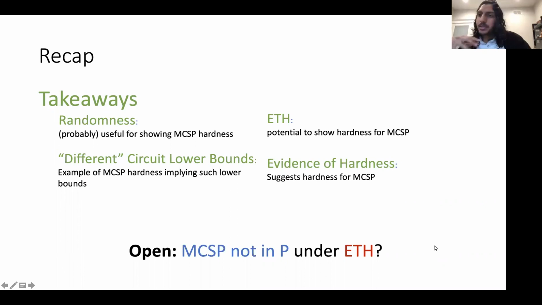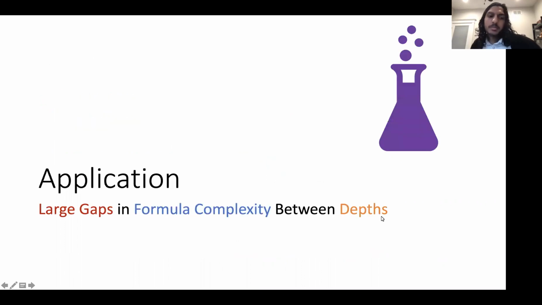Next, I'll talk about this application and the ideas used in there. But if there are any other questions, I'm happy to take them now. Okay, great. So now I'll talk about our application. If you've tuned out by this point, or if I bored you, this part's not going to assume any background from the previous parts of the talk. So you can come back now.